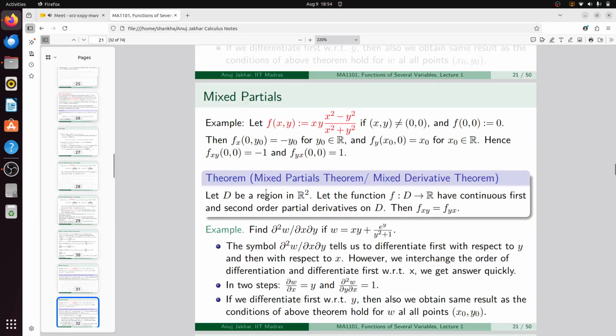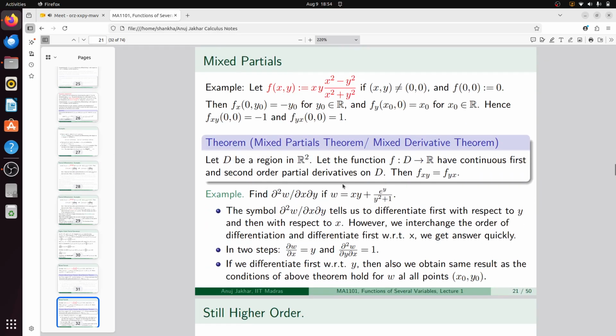Let D be a region in R2, let the function f: D to R have continuous first and second order partial derivatives on D, then fxy equals fyx. This is the mixed derivative theorem. So the mixed derivative theorem says that if D is a region in R2 and the function f: D to R has continuous first and second order partial derivatives on D, then fxy equals fyx.